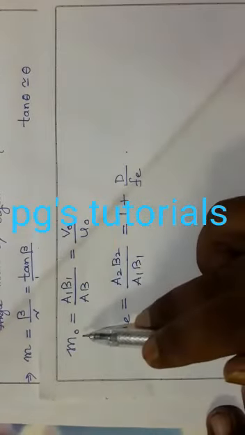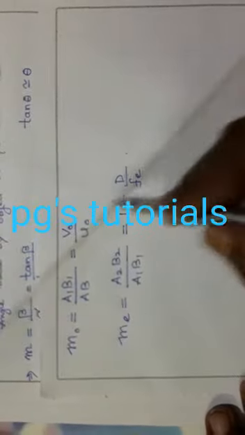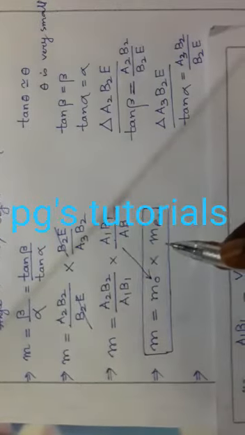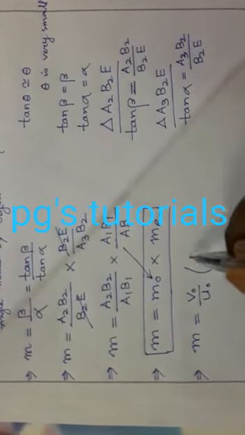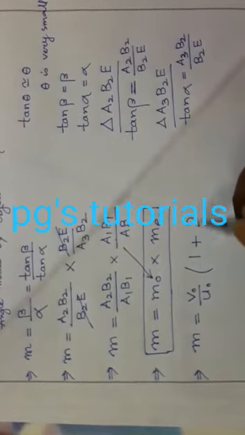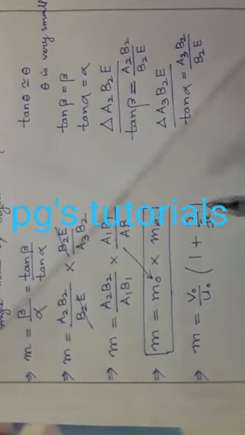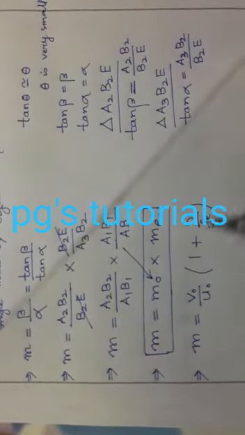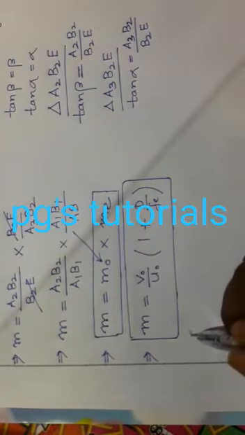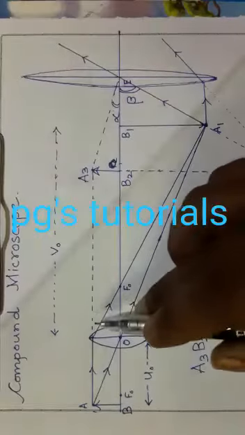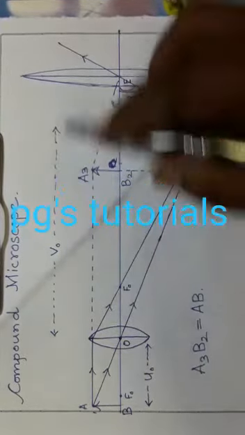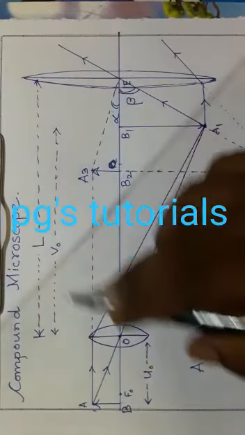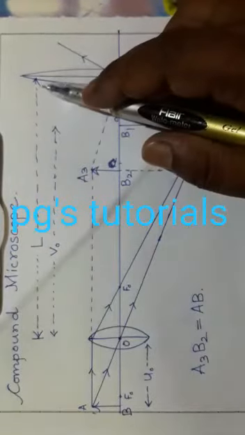Now we will substitute the value of MO and ME in this expression. MO is VO by UO and ME is 1 plus D by FE. So this is the expression for magnification of a compound microscope. Now special case. The distance between the objective and eyepiece is known as L, length of microscope. This L is the distance between O and E.